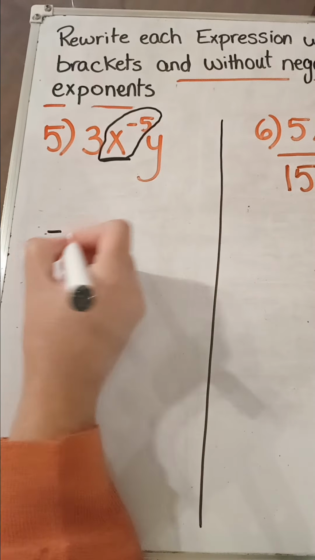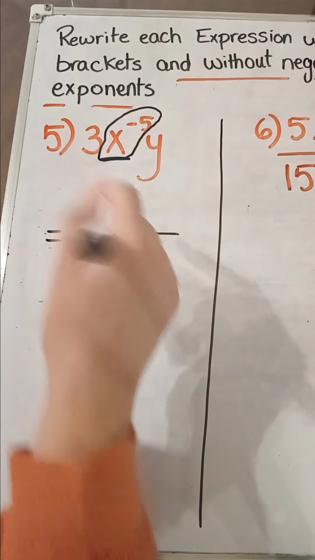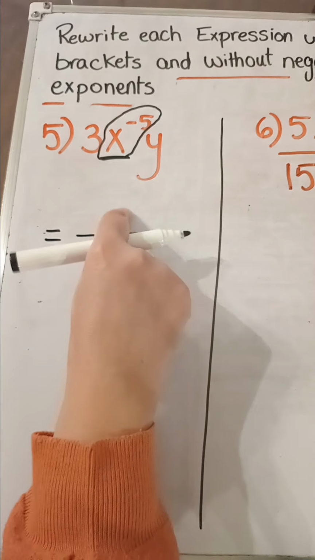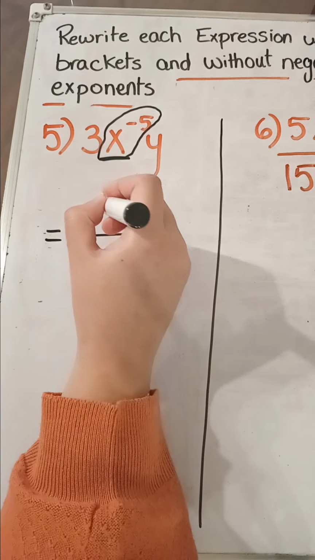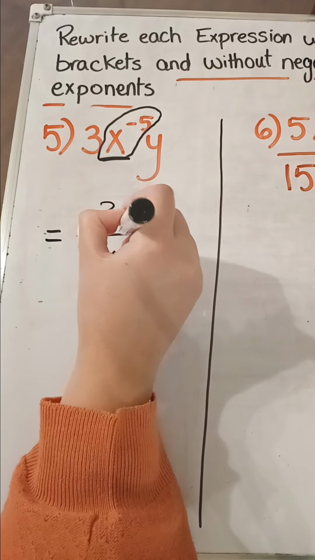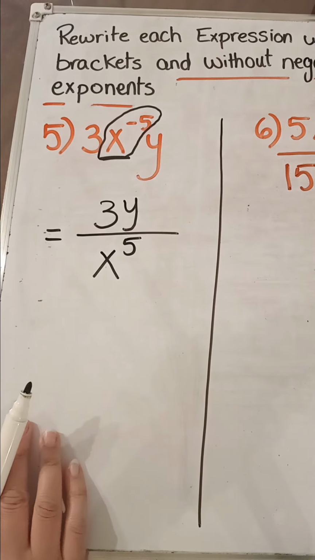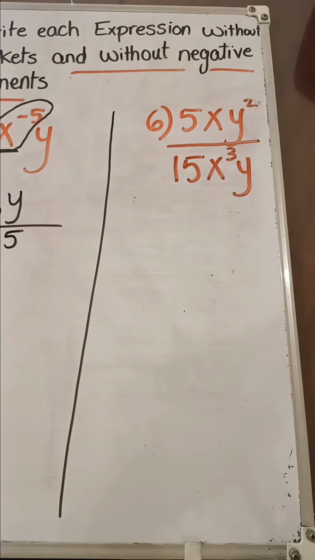So the answer will be, I'm going to place my fraction bar, the x will go to the denominator and it becomes to the power of 5. What stays in the numerator? 3y. So my answer for question number 5 is 3y over x to the power of 5. Now let's go to question number 6.